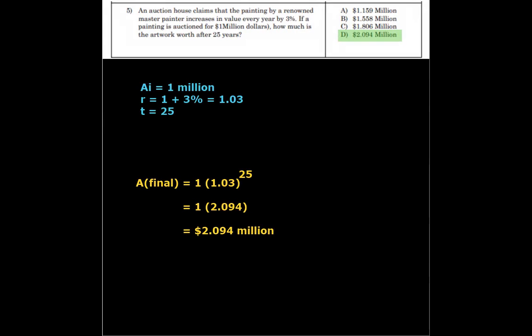Times 1 means that the painting in 25 years will be worth $2,094,000. The correct answer is D.